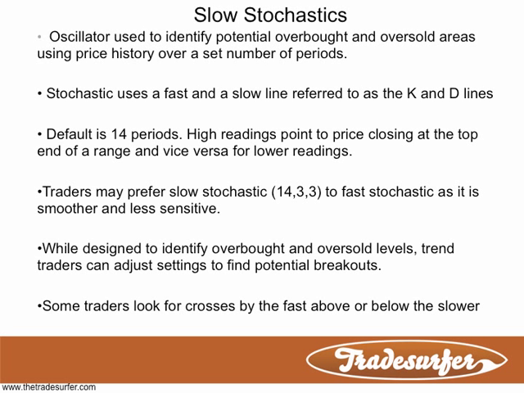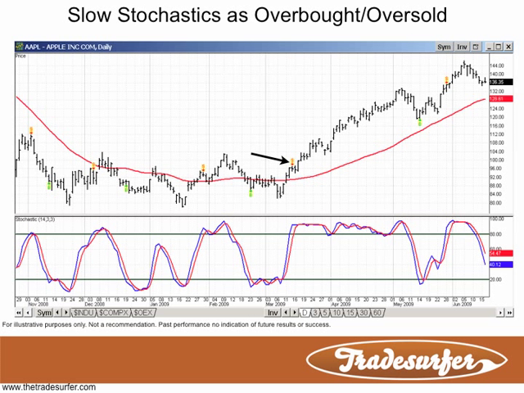Now high readings point to a closing price at the top end of the range and vice versa for lower readings. And while it's designed to identify overbought and oversold levels, as I mentioned, trend traders can use this by adjusting the settings to find potential breakouts. And actually some traders do use or look for crosses by the fast above or below the slower lines.